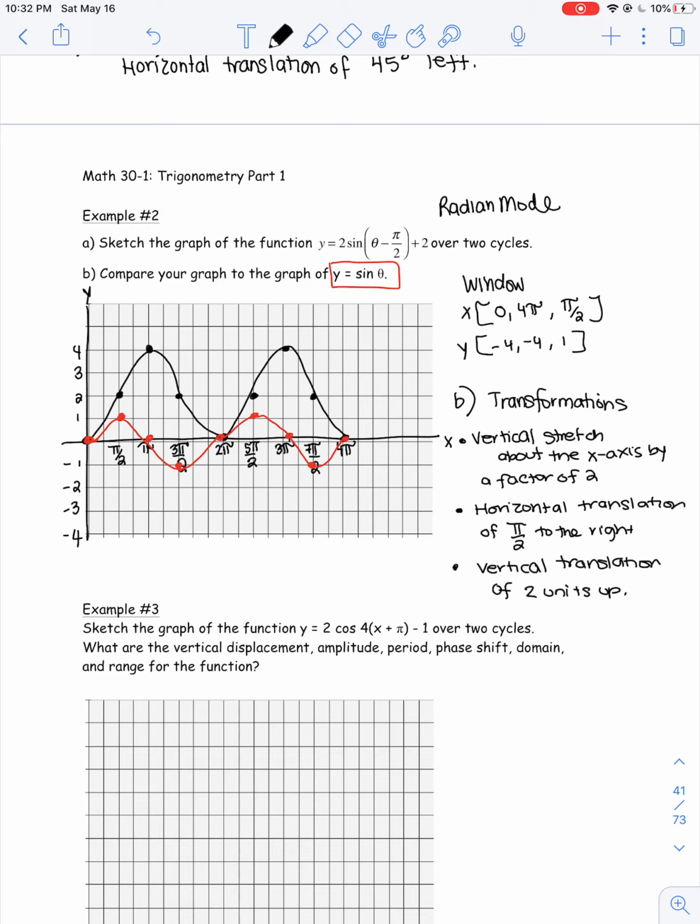We can always compare the period as well, so we know that the period is going to be the same. So they're actually going to have the same period. And then your amplitude will be 2 on one, but then 1 on the sine. Okay, so they do have the same period, which is 2 pi, but they have different amplitudes.